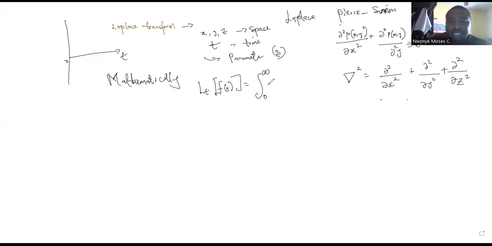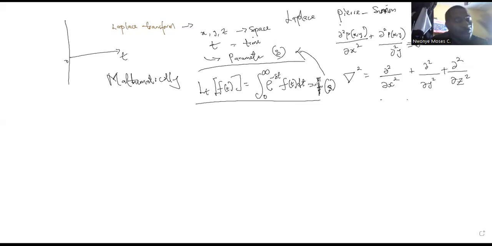Now you're integrating from 0 to infinity e to the power of minus st times f of t dt. Now the result should be just a function of this parameter s over here, right? So this becomes the Laplace transform. Quickly, for a layman, the Laplace transform is used to transform a variable in a function into a parameter, right? Straightforward. Now, a parameter is a constant under certain conditions.